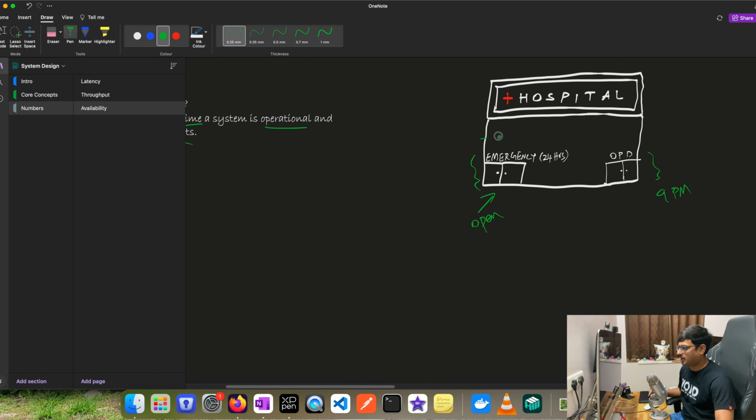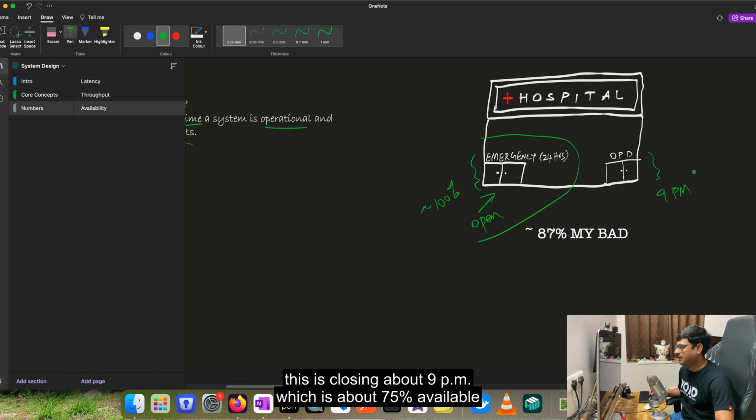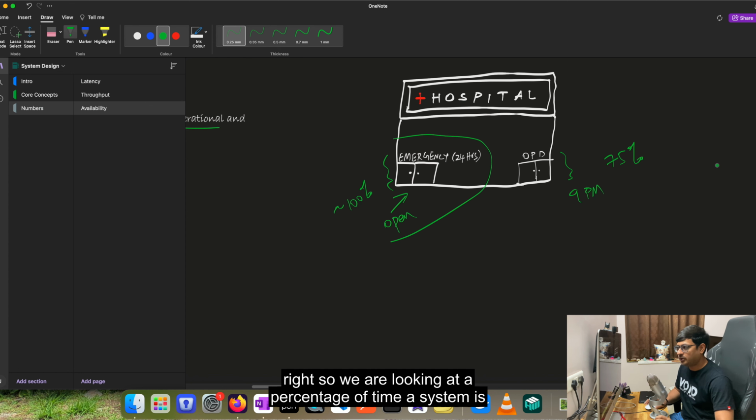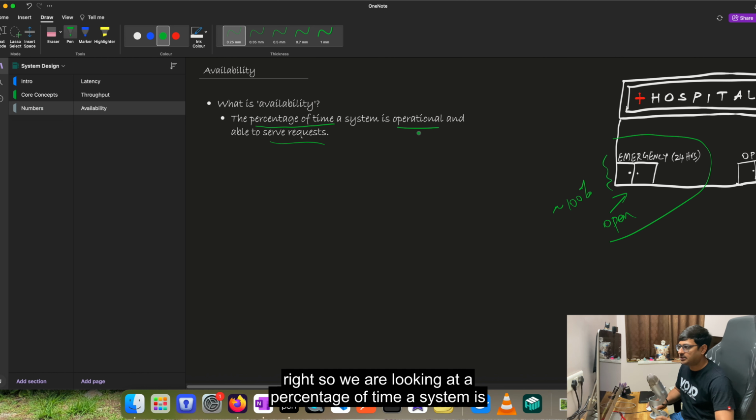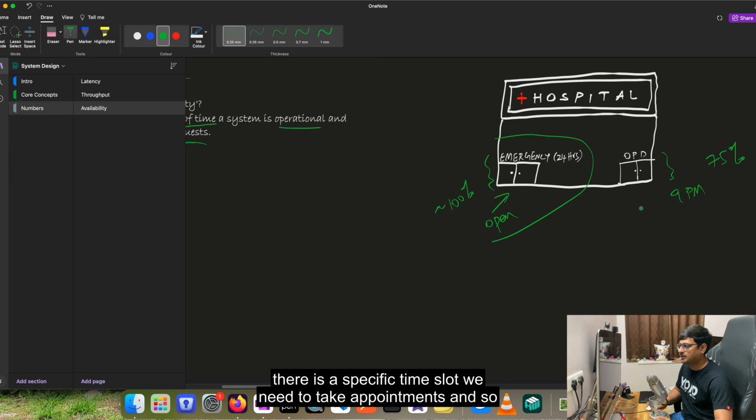So for this department, we are open 24 hours, so this is nearly about 100% available, and this closes about 9 p.m., which is about 75% available, right? So we are looking at a percentage of time a system is operational and is able to serve requests. In this case, the emergency ward is able to serve new patients whenever they come in, irrespective of time. But in the outpatient department, there is a specific time slot, we need to take appointments and so on.